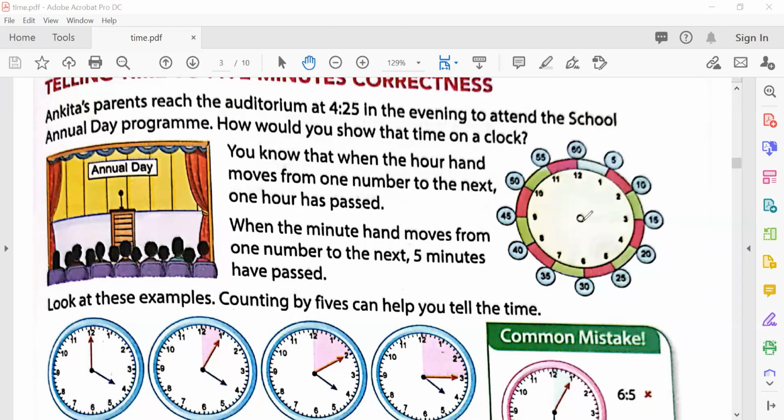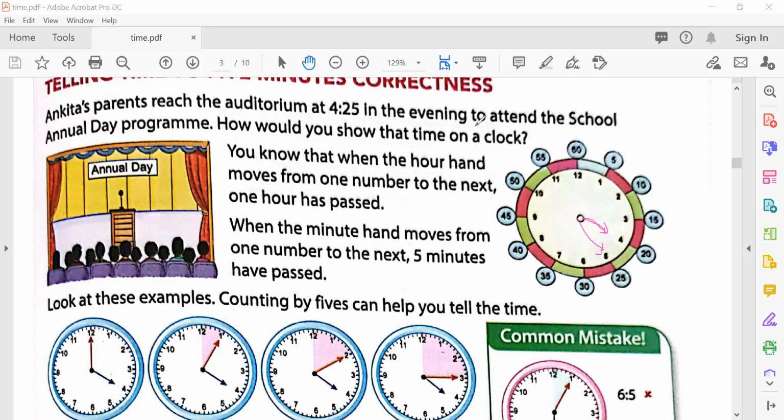So where will be the shorthand? The shorthand would be in 4. Yes, and the long hand? You did it straight. Okay, so, because you are shaking me. And where will be the long hand? In a 5. Yes, so it will be here. So see, you are shaking me. That's why it's going. So you have understood.